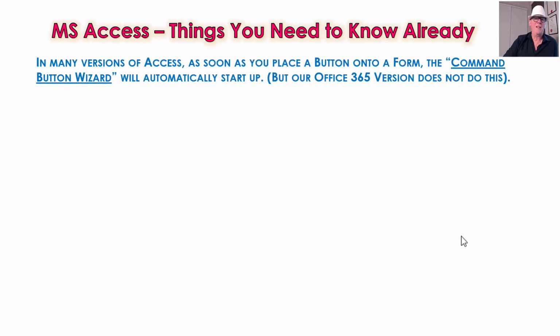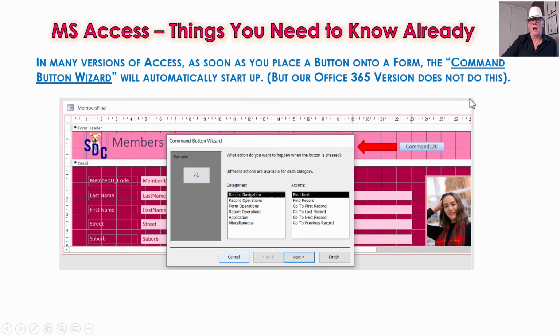Now, in many versions of Access, there's this command button wizard. Now, our Office 365 version does not seem to do this. It has a thing for turning the wizards on, but that doesn't seem to work in our version. So because different versions might be different, we're just not going to use the command button wizard. Plus, the wizard doesn't do everything that we need to do at all times.